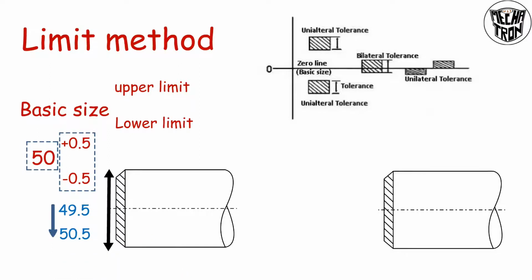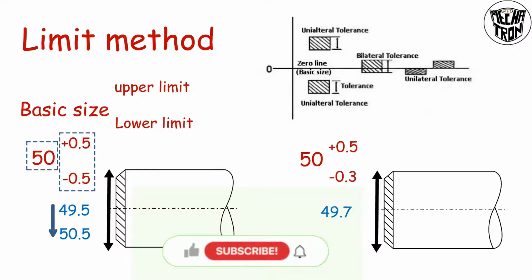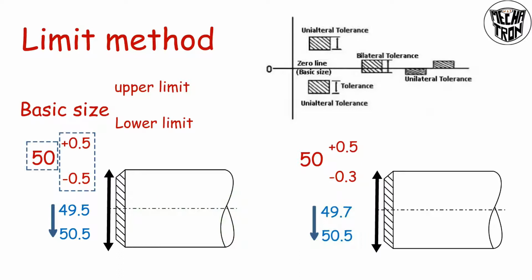So we will see another example. Here the values are 50 minus 0.3 to plus 0.5. So the tolerance values are 50 minus 0.3 is equal to 49.7 and 50 plus 0.5 is equal to 50.5. So within these values, the product should be manufactured. So like this, the tolerance values are represented in limit method in an engineering drawing.